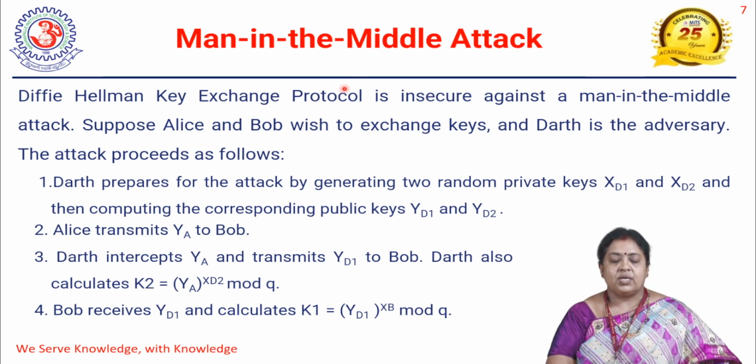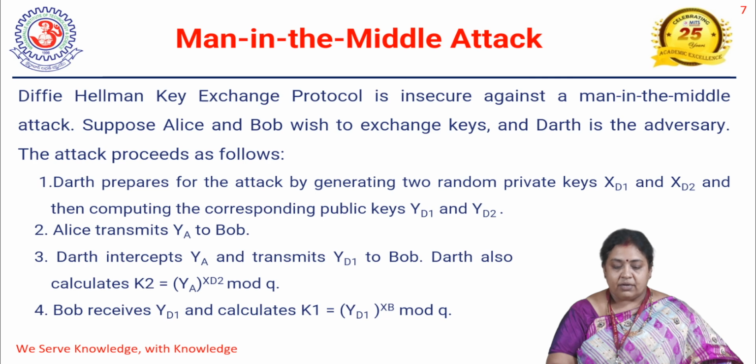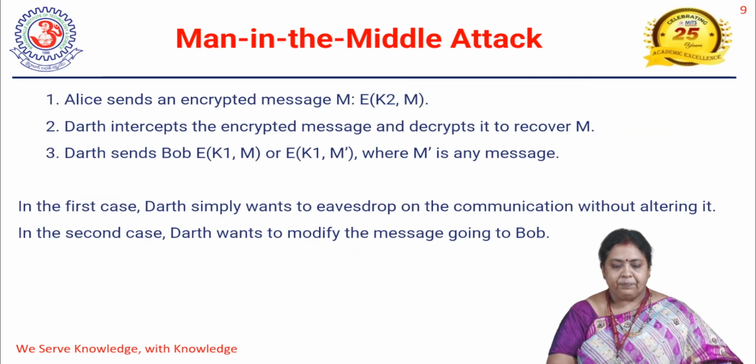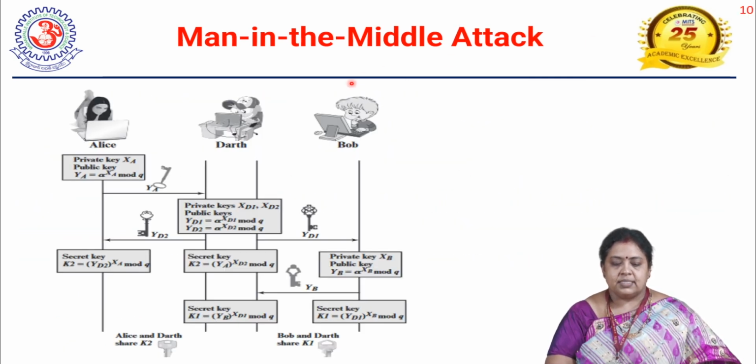Why we are calling it insecure: it is insecure against one type of attack, called the man in the middle attack. We will discuss that by using the diagram. See here, this Darth is a middleman, and the communication has to be done between Alice and Bob. Alice and Bob are going to communicate, and for that purpose they are going to create a shared key. And Darth is the middleman.